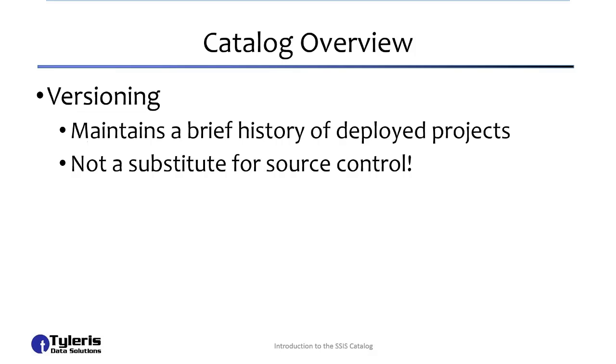So versioning is built into the SSIS catalog, and what that means is that if you deploy and redeploy the same project over and over again, it will retain a certain number of versions in the SSIS catalog. By default, that's set to 10 different versions per project. So if you deploy 11 different times, the oldest one that you had deployed will roll off. And if you deploy again, the next oldest one will roll off, and so on.